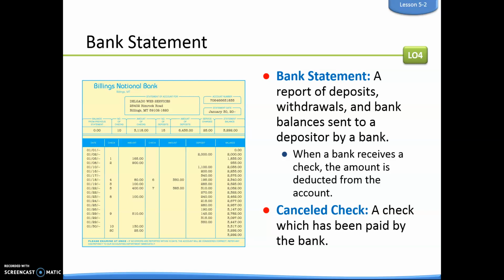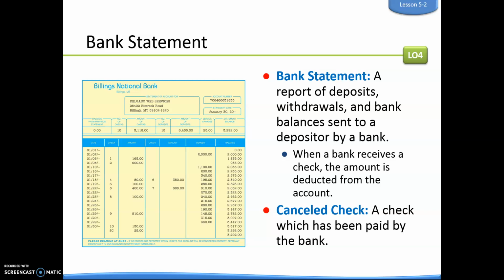And a bank statement is simply a report of all of the deposits, withdrawals, and bank balances that are sent to the depositor by a bank. Now, we've talked about deposits. Remember, deposits are money going into your checking account. Withdrawals are obviously when you write a check and money comes out of your checking account. So, when a bank receives a check that you have written, the amount is then deducted from your account.